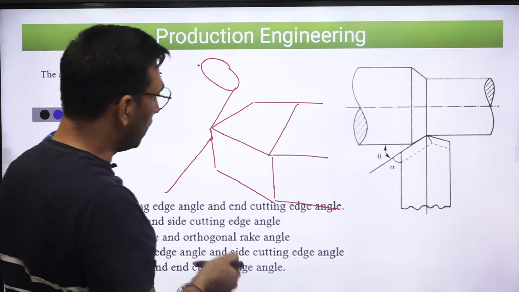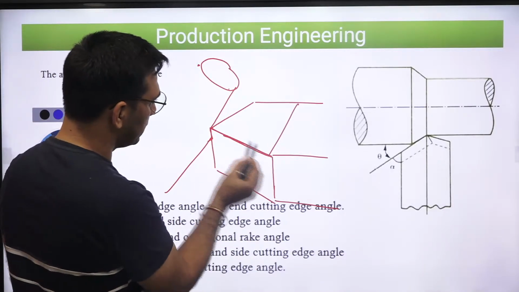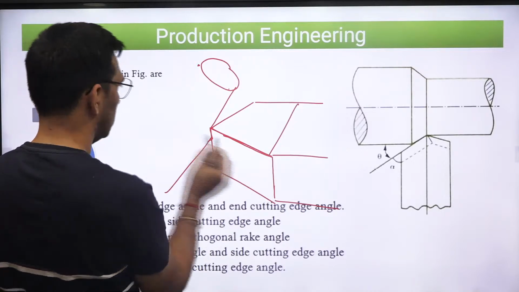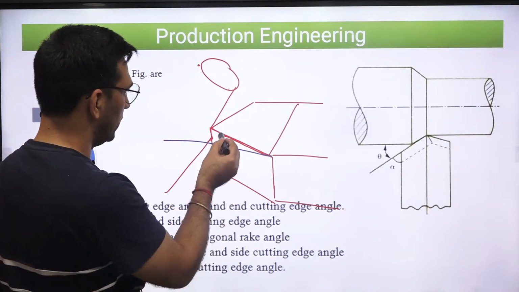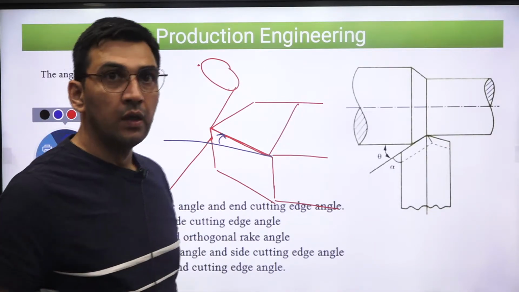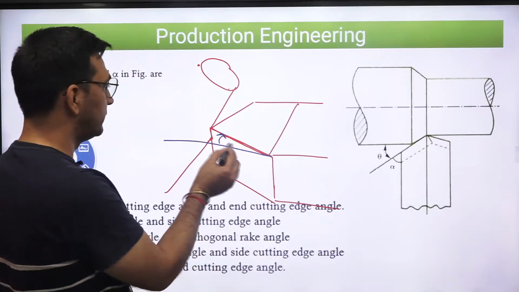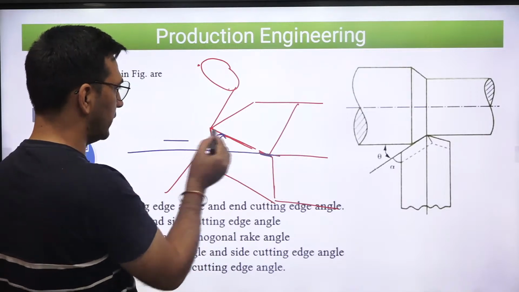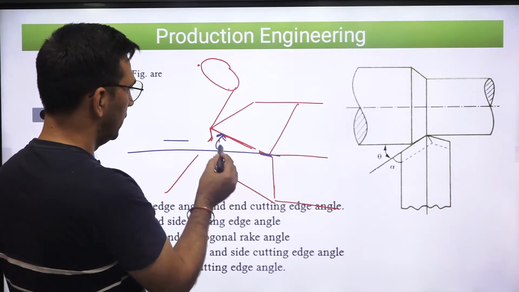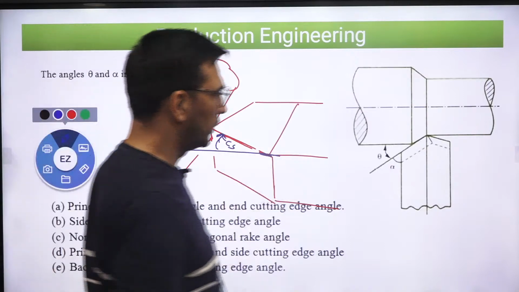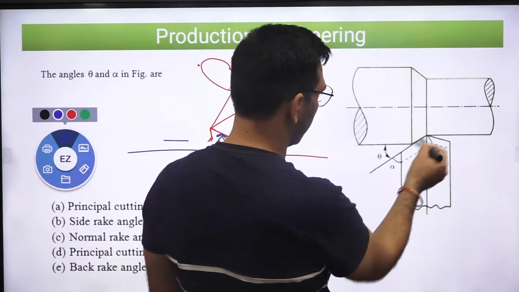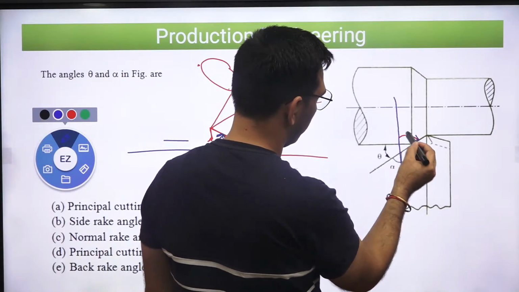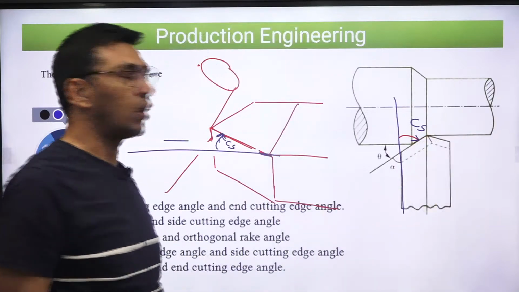Right? Now, if I extend this line, what is this angle when you see it from the top? So this angle is the side cutting edge angle. When you extend the line of this edge, this becomes a side cutting edge angle. So when I look from the top, this is the side cutting edge. That means this angle is the side cutting edge angle of the cutting tool.